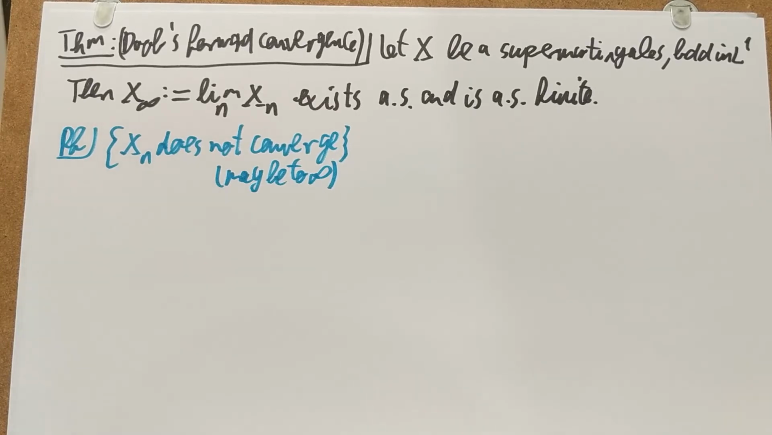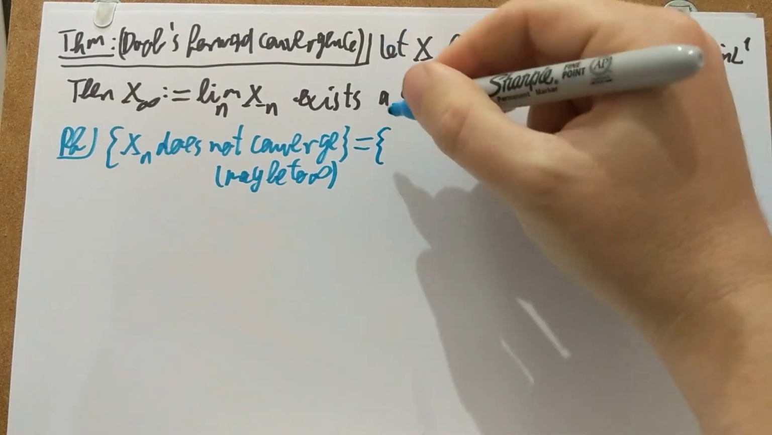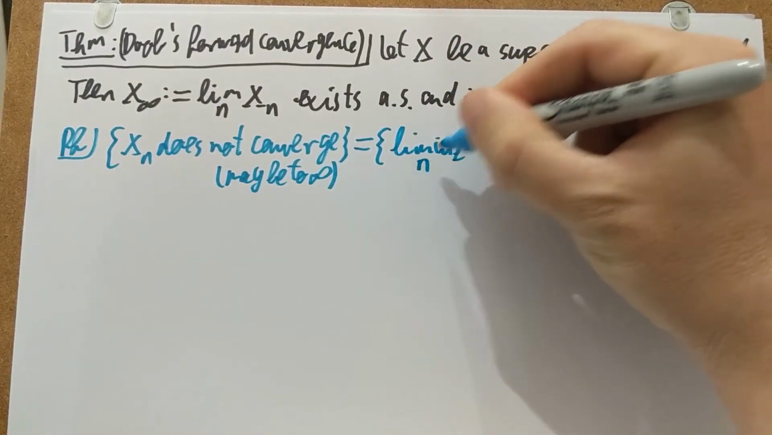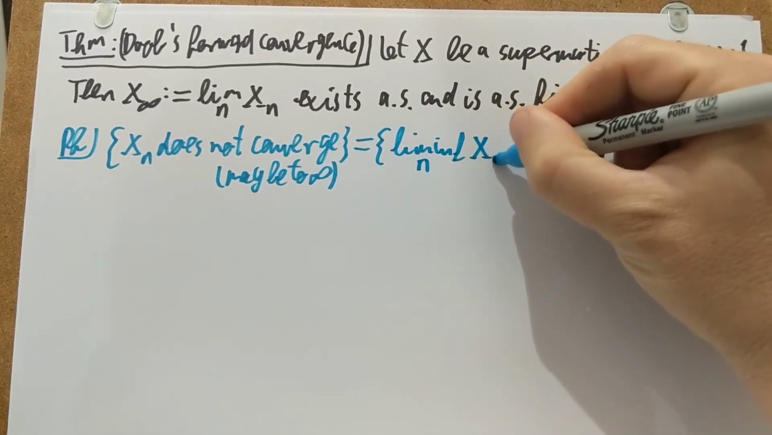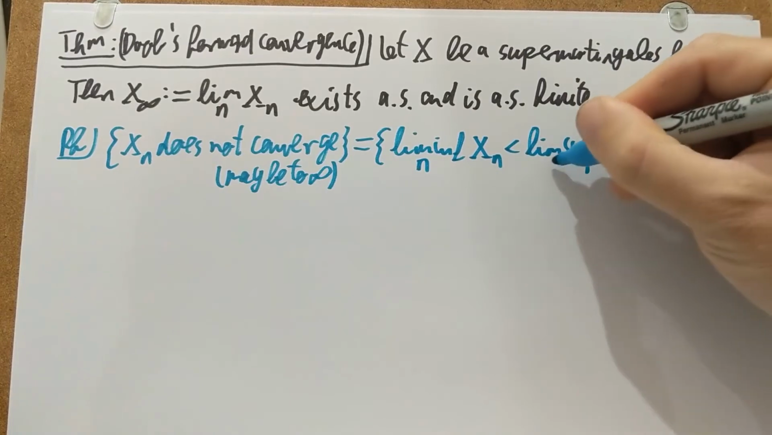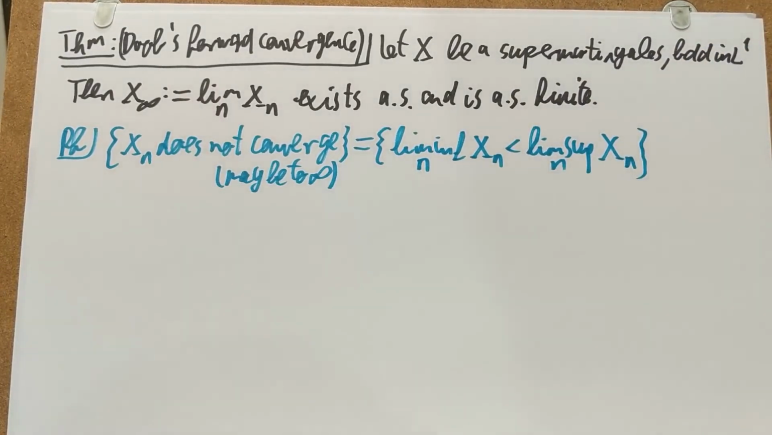What does that mean for a sequence not to converge? A sequence doesn't converge exactly when its lim-inf and lim-sup differ. So lim-inf is strictly smaller than lim-sup. That's exactly what it means not to converge. Infinitely often we go below some value, and infinitely often we go above some other value. That's what it means not to converge.